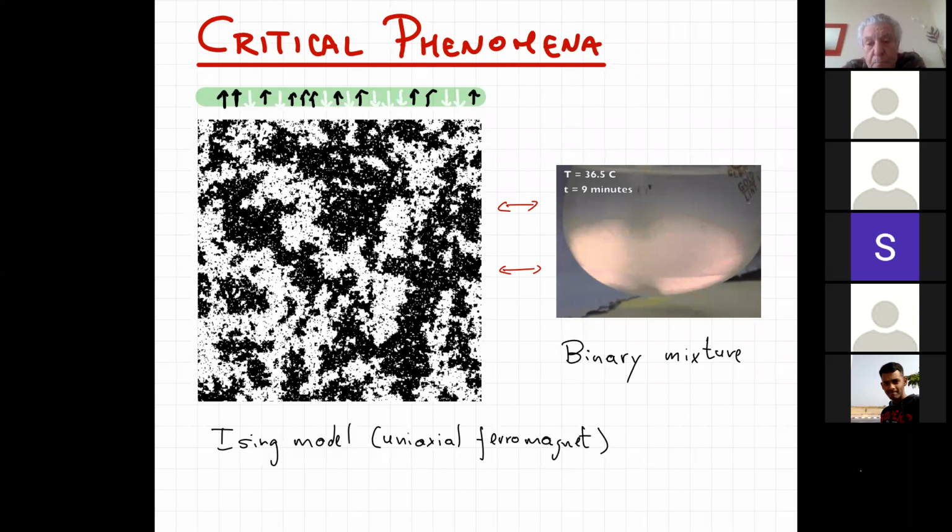Then as you heat it up, there will be some critical temperature where the depth of penetration of one liquid in the other starts to go to infinity. And if you think of these black and white arrows as one fluid or the other, it turns out that the physics in these two circumstances is exactly the same. So there's some universality associated with critical phenomena.